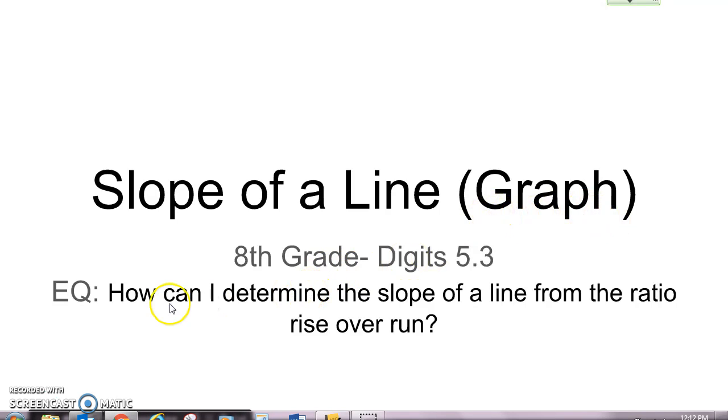And then our EQ for today: how can I determine the slope of a line from the ratio rise over run? Slope is something that we've actually already learned earlier this year, but we called it a different name. So today we're going to be learning what slope is and how to find it from a graph. So make sure you've set up your notes with the title and the essential question. Hit pause if you need another second. When you're ready to move on, hit play.